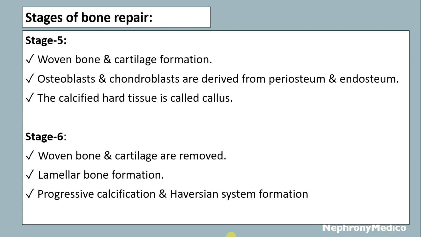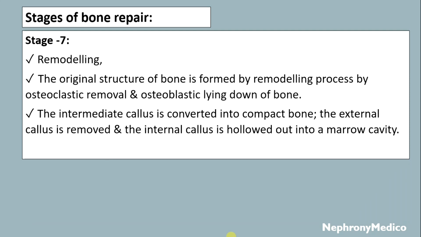Stage 6 includes open bone and cartilage are removed, lamellar bone formation, and progressive calcification and Haversian system formation. Stage 7 includes remodeling. The original structure of the bone is formed by remodeling process by osteoclastic removal and osteoblastic laying down of bone. The intermediate callus is converted into compact bone, the external callus is removed, and the internal callus is hollowed out into a marrow cavity.